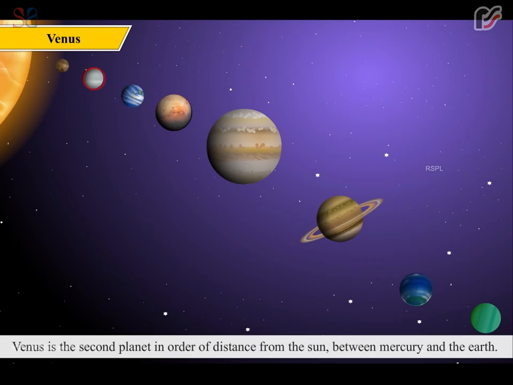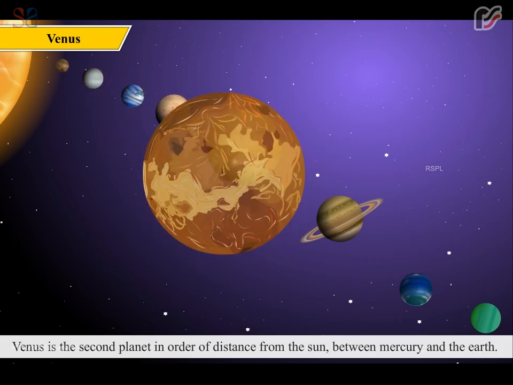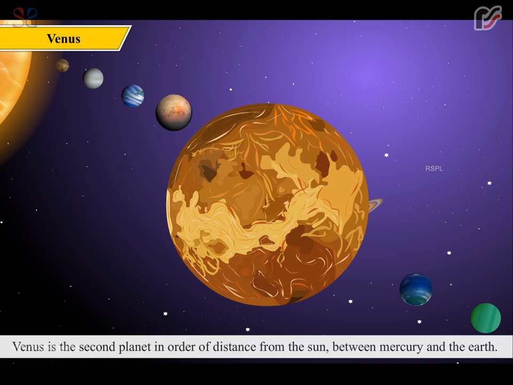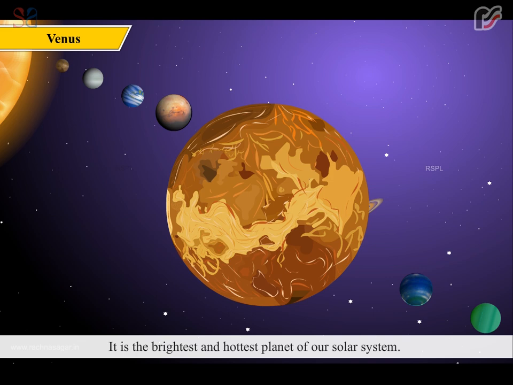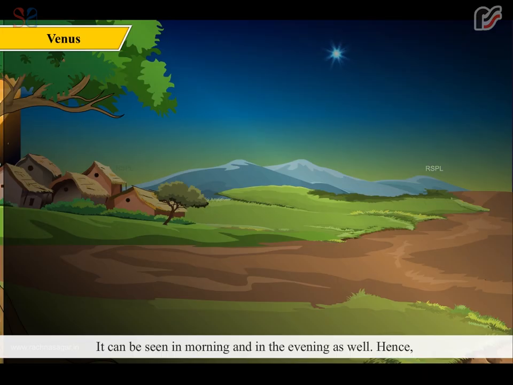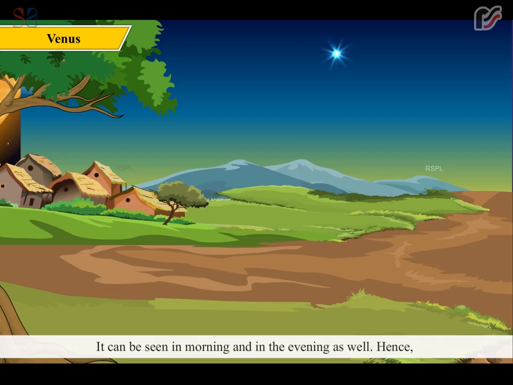Venus is the second planet in order of distance from the Sun, between Mercury and the Earth. It is the brightest and hottest planet of our solar system. It can be seen in morning and in the evening as well. Hence, it is also called morning and evening star. It does not have any moon.